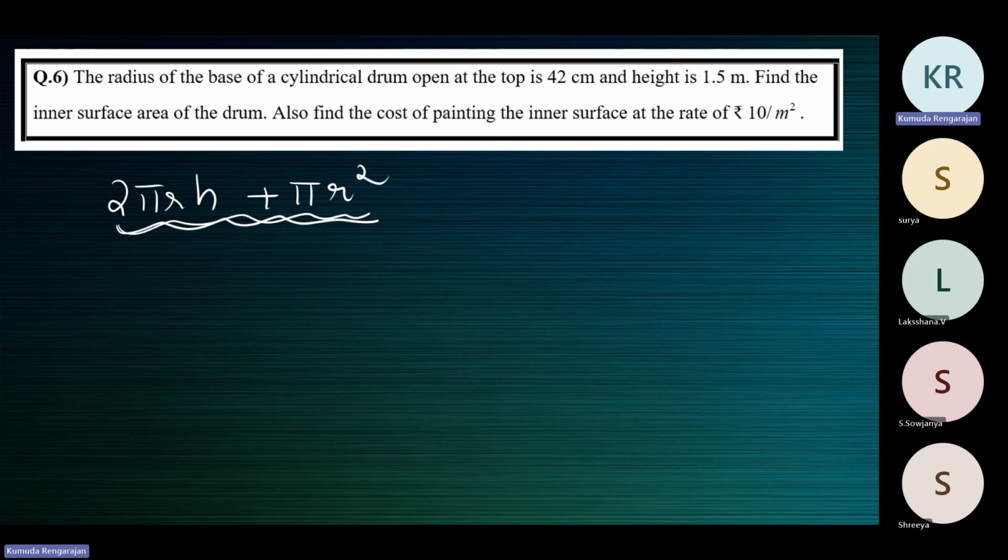Just think, if somebody gives you the instruction, paint the inner surface area of the drum, inner meaning inside, the inside surface area of the drum. So inside is everything that is inside. So it is 2 pi r h plus pi r square.